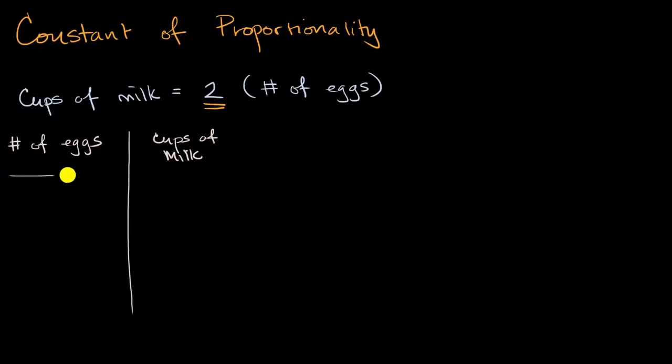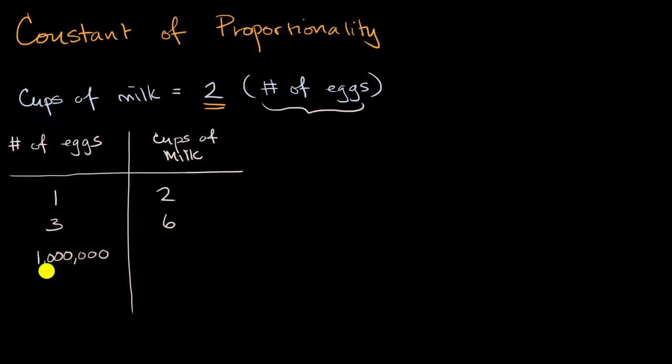Well, if you have 1 egg, how many cups of milk are you going to have? Well, this right over here would be 1 times 2. Well, you're going to have 2 cups of milk. If you had 3 eggs, well, you're just going to multiply that by 2 to get your cups of milk, so you're going to have 6 cups of milk. If you had 1 million eggs, so we have a very big party here, or maybe we're some type of industrial muffin producer, well, how many cups of milk? Well, you put 1 million in right over here, multiply it by 2, you get your cups of milk. You're going to need 2 million cups of milk.